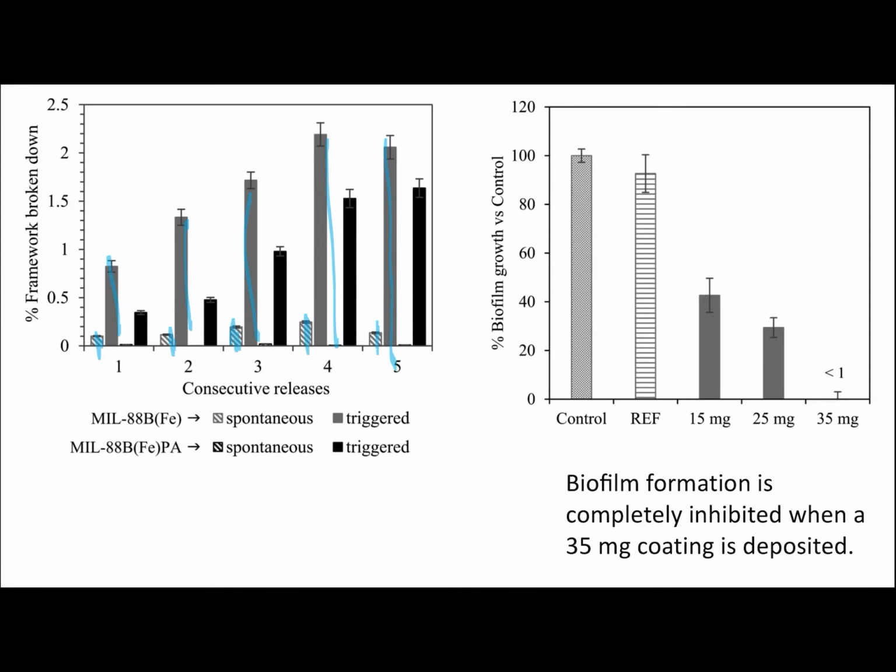And then to the right, the chart shows biofilm growth on the MOF coating with different masses deposited on a petri dish, compared to a reference coating, which is the MOF without the loaded antibiofilm compound. Inhibition of biofilm growth is visible for all the coatings. However, the biofilm inhibition increases as we increase the mass of the coating, and finally the biofilm was completely inhibited at the 35 milligram coating.